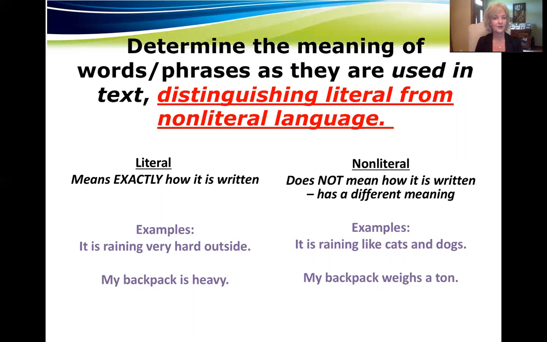Another example of literal, my backpack is heavy. That is exactly how it is written. That means exactly what it says. I could also say, my backpack weighs a ton. There's no way your backpack could weigh a ton. It just means it's very heavy. So as we're trying to determine meaning of words and phrases in a text, don't forget there will be things that are written literally and things that are written non-literally, which means it just has a different meaning. And we have to figure that out.